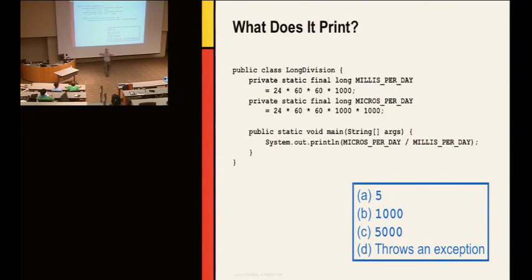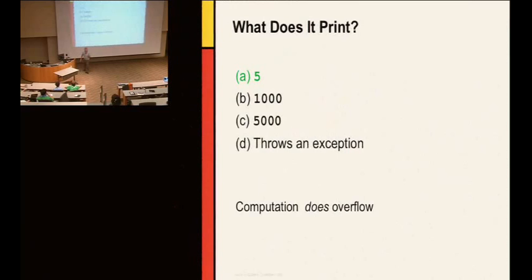I'm sorry. No, I shouldn't make fun of anyone. But, and in fact, I put it there. And moreover, these are all hard problems. So what is the correct answer? 5. Well, yes, 5 is the correct answer. And why is 5 the correct answer? Because the computation does overflow. How could it overflow? We're storing the results in longs. That's 64 bits. How much can you store, roughly speaking, in 64 bits?